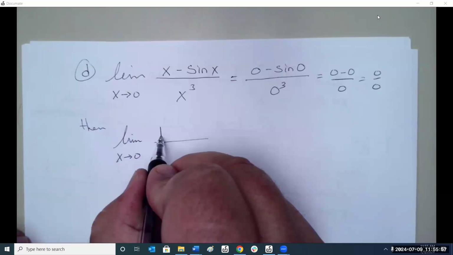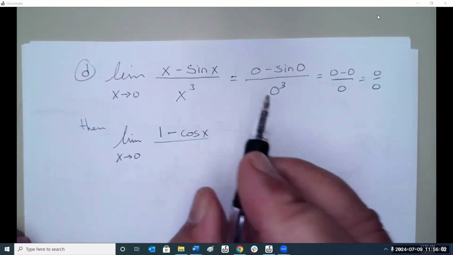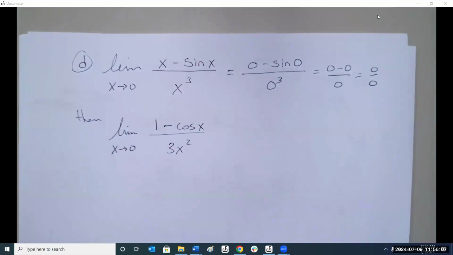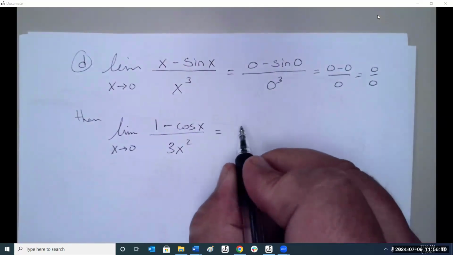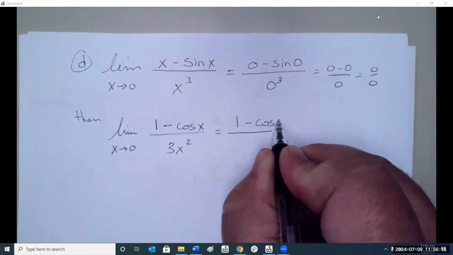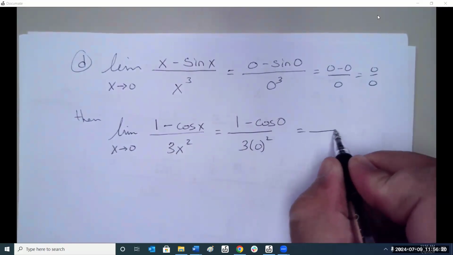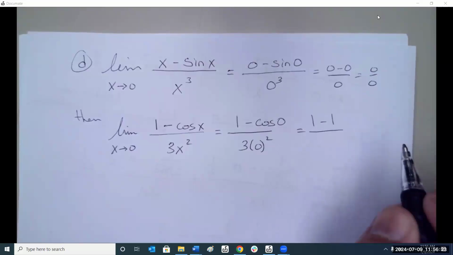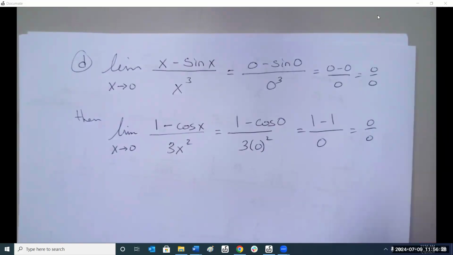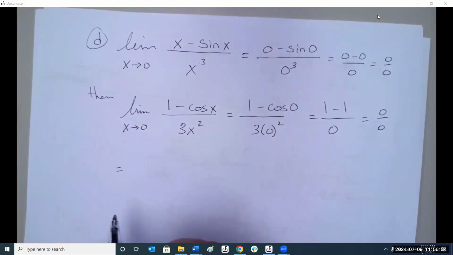Derivative of x is 1. Derivative of sine is cosine. Derivative of x cubed is 3x squared. Plug in 0. Cosine of 0 is 1. 3 times 0 is 0. It's indeterminate again. So we take another derivative.